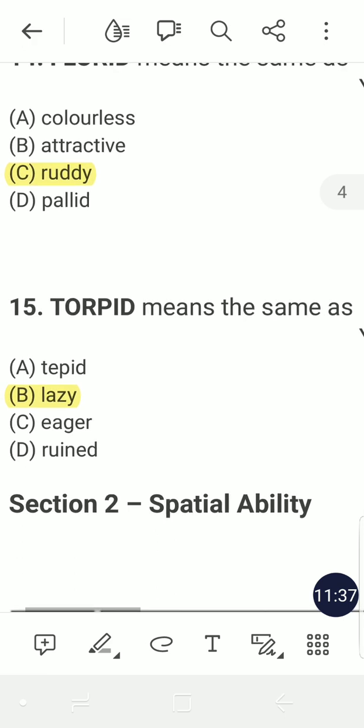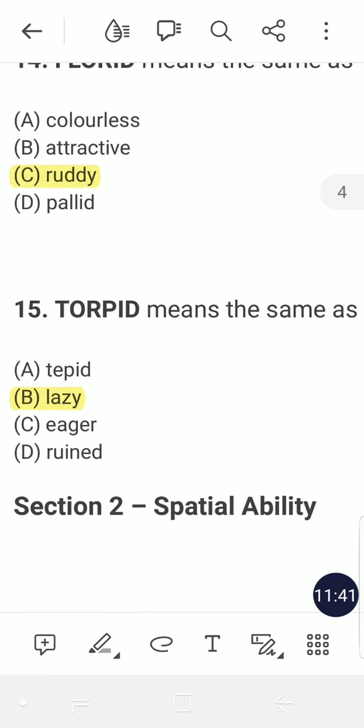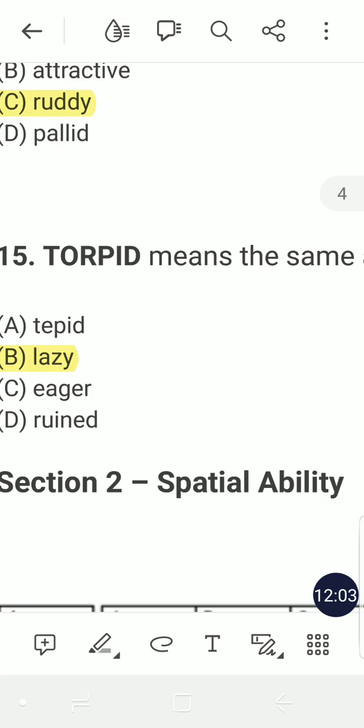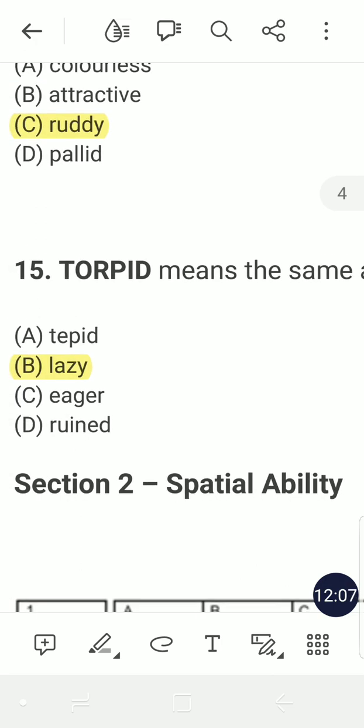Okay, number 15, last question. It's a synonym again here. Torpid, synonym is lazy. The meaning of torpid is lazy. Definition. Okay. So you can see here section 2, spatial ability. I will do a separate video on spatial ability. Okay, for now, that's it for the verbal ability practice questions and answers on the CFAT, the Canadian Forces Aptitude Test.